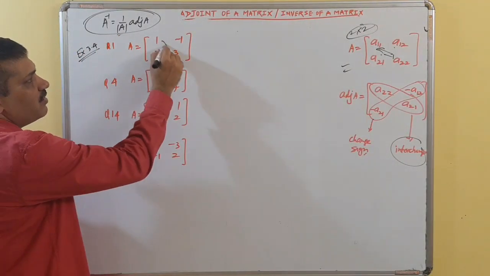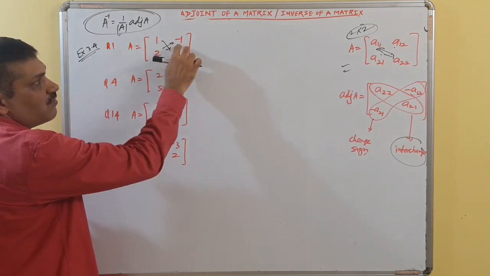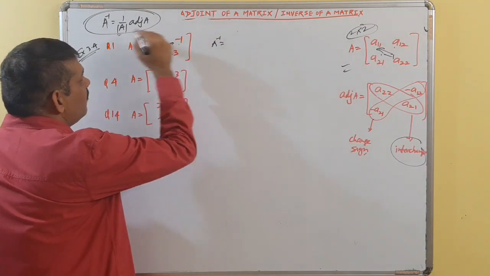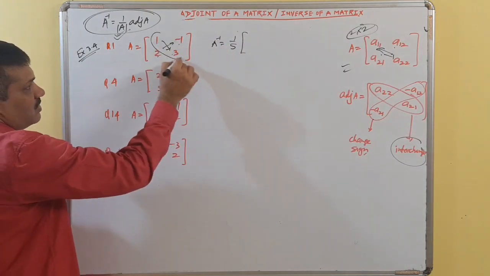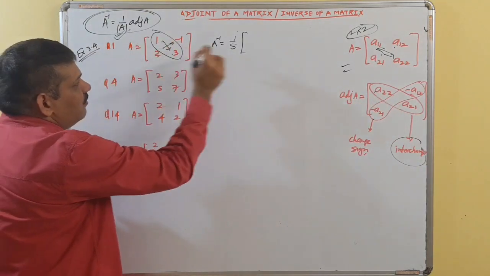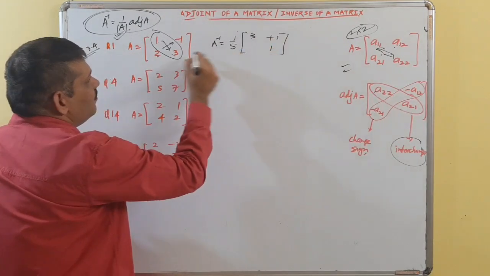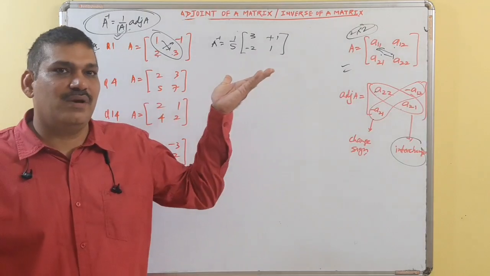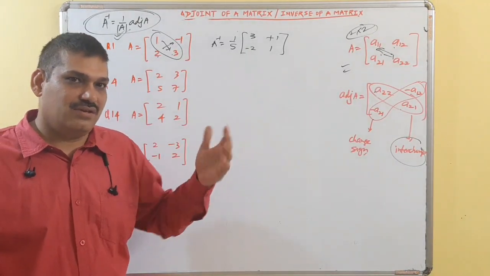First of all we find the determinant of A. Here the determinant of A is 3 plus 2, since minus of minus 2 is plus 2, so 3 plus 2 is 5. So A inverse is 1 upon determinant A, and the determinant of A is 5 here. For the adjoint of A, we interchange 3 and 1, and we change the sign, so this will be plus 1 and this will be minus 2. This is the answer. So you can check the answers quickly for all your questions.